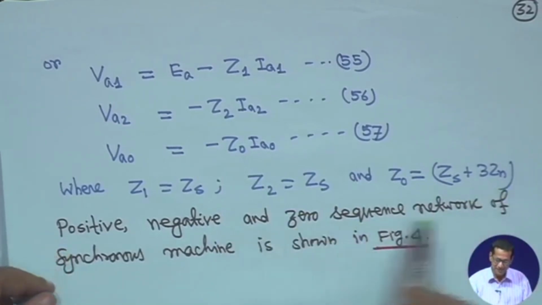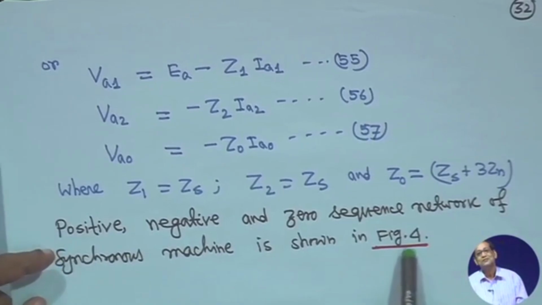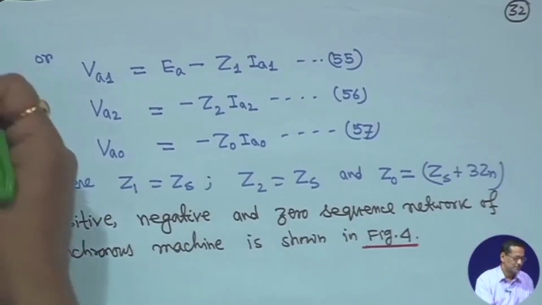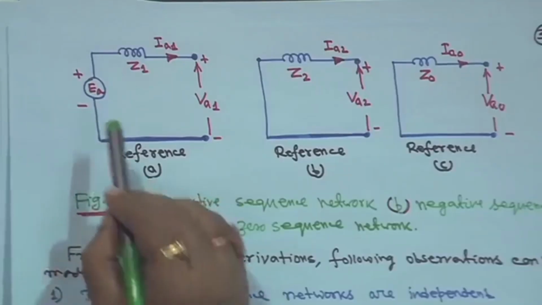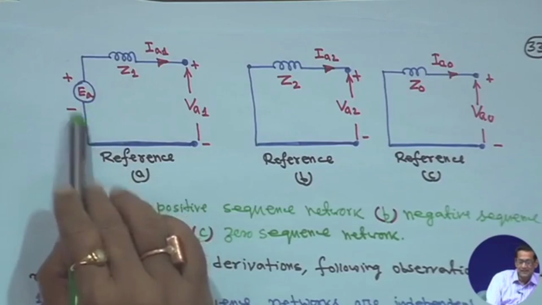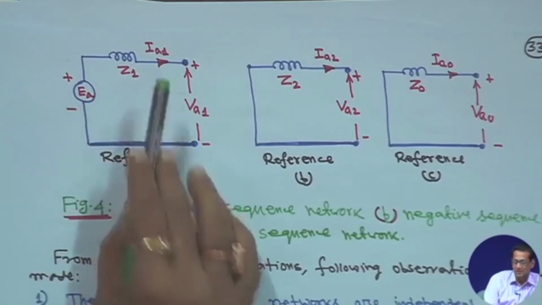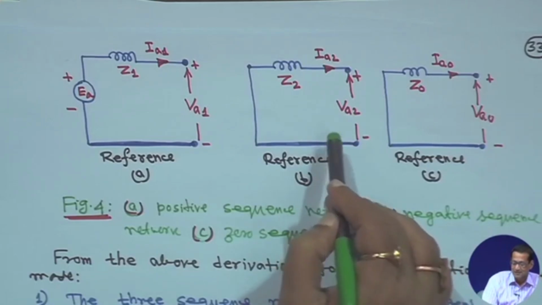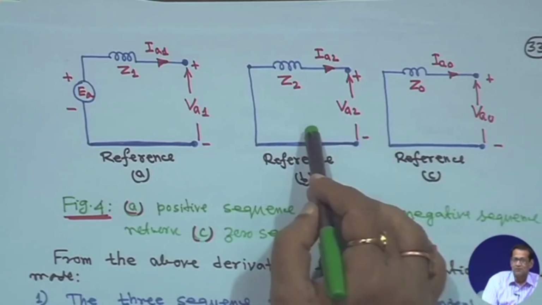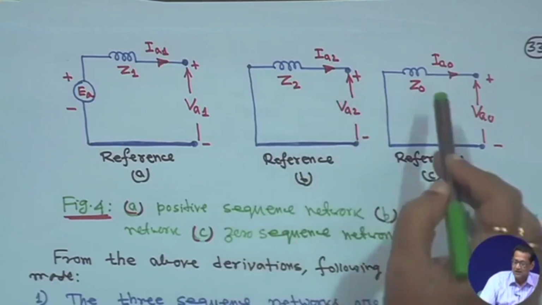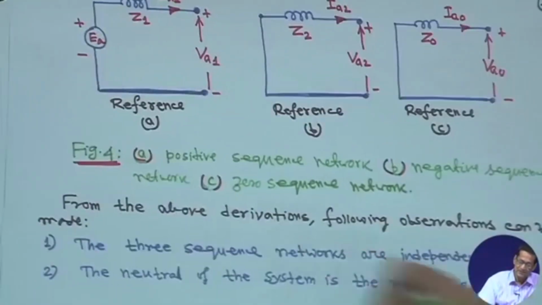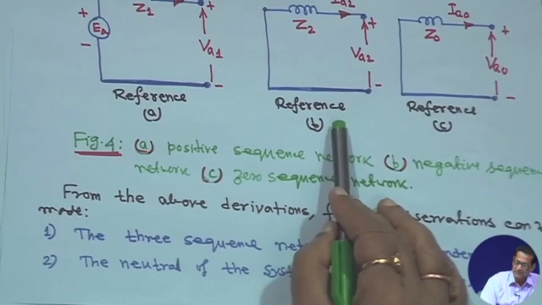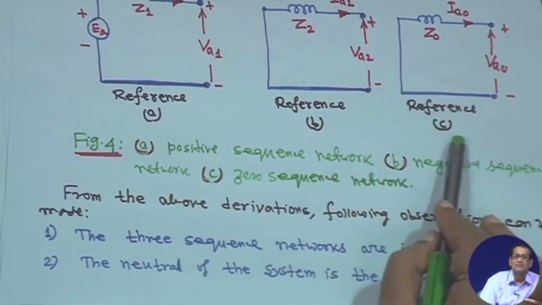So the positive, negative and zero sequence networks of the synchronous machine are shown in figure 4. For the synchronous machine, the positive, negative and zero sequence networks are something like this, independent of each other. This is the positive sequence network, with voltage Ea and impedance Z1, current Ia1. The negative and zero sequence networks have no voltage source: Z2 with Ia2, and Z0 with Ia0, with voltages Va1, Va2, Va0. So A is the positive sequence network, B is the negative sequence network and C is the zero sequence network for the synchronous machine.